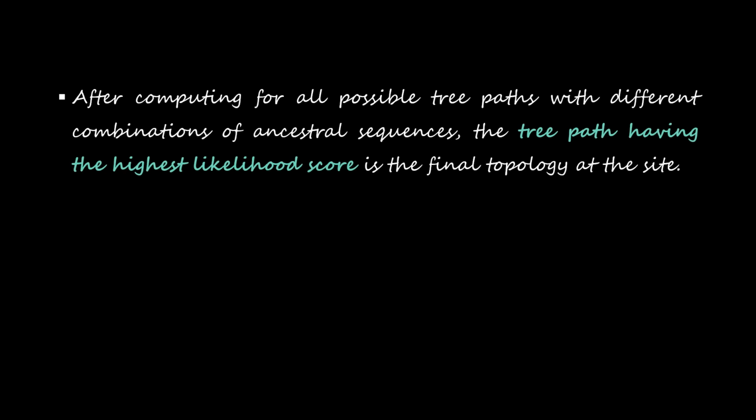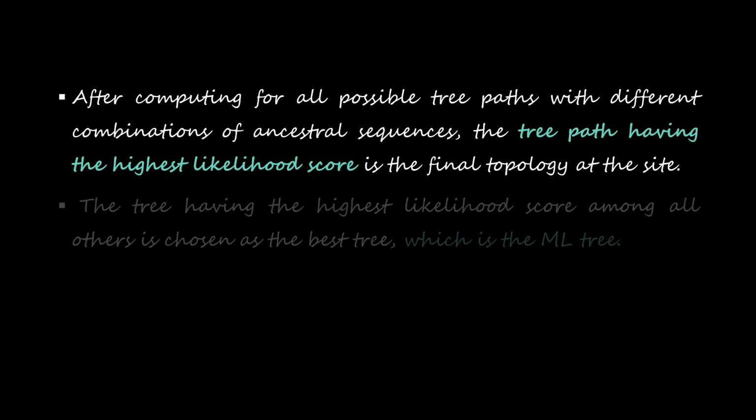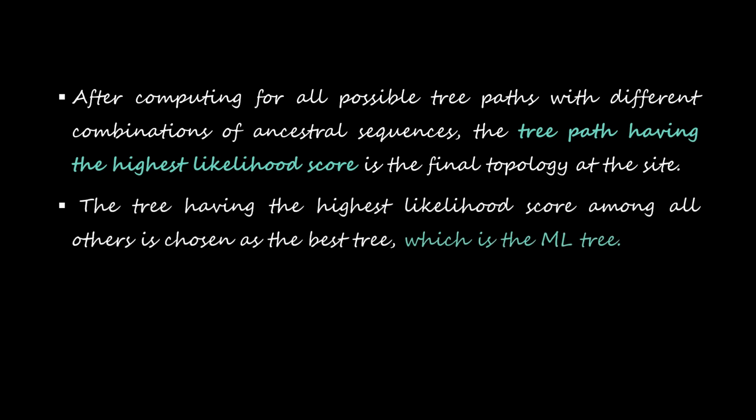After computing all the possible tree paths with different combinations of ancestral sequences, the tree path having the highest likelihood score is the final topology at the site. The tree having the highest likelihood score among all other sites is chosen as the best tree, which is the ML tree.